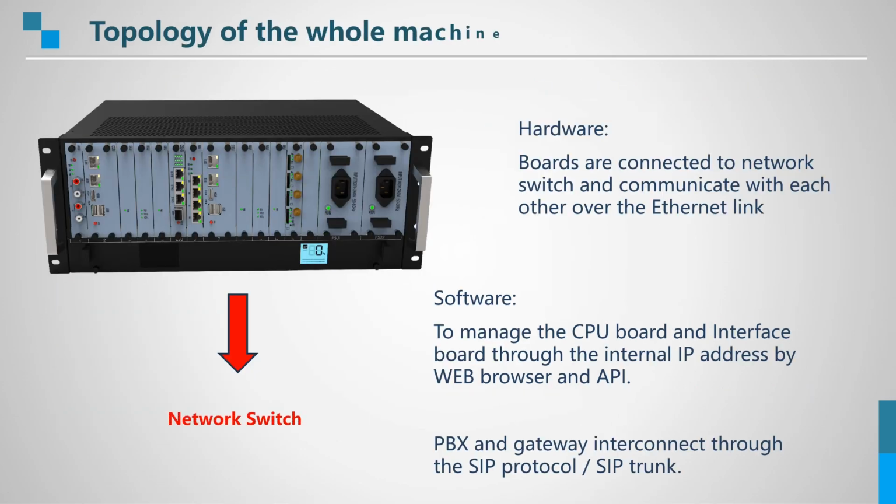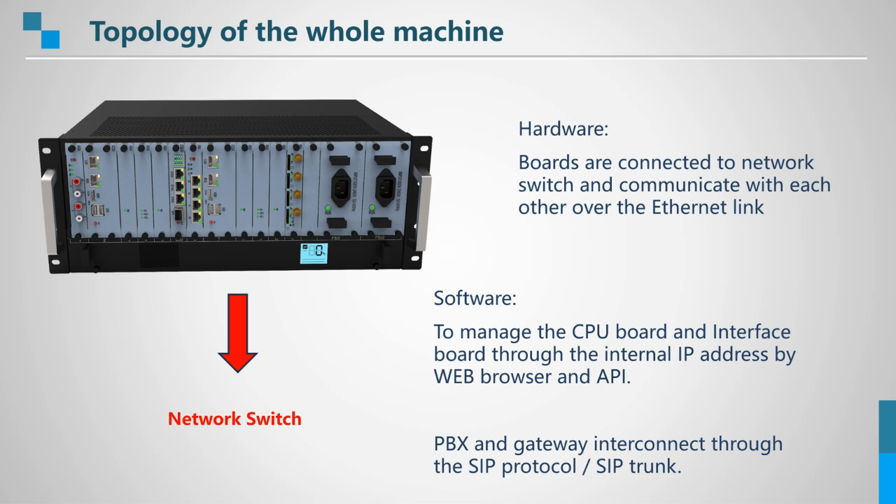In terms of the hardware connection topology, all the boards in UCP are connected to the network switch via Ethernet links. This enables seamless communication between the boards and ensures efficient data transmission. Through the web browser and API, you can manage the CPU board and interface board using the internal IP address, providing you with convenient control and monitoring of the system.